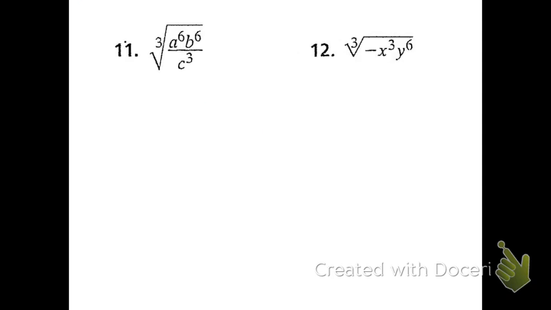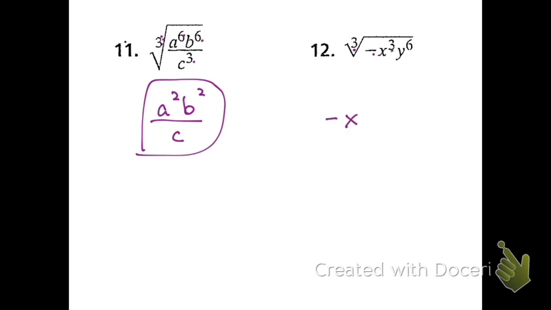All right. So 6 divided by 3 is 2, so I have a squared. 6 divided by 3 is 2, so I have b squared. And then 3 divided by 3 is 1, so just c. All right. Now we can take the third root of a negative, but it has to turn out negative. Okay, so that's important there. The third root of x to the third is just x to the first, and the third root of y to the sixth is going to be 6 divided by 3 is 2, so y squared. So you have negative xy squared for your answer for number 12. That's all. Thanks.